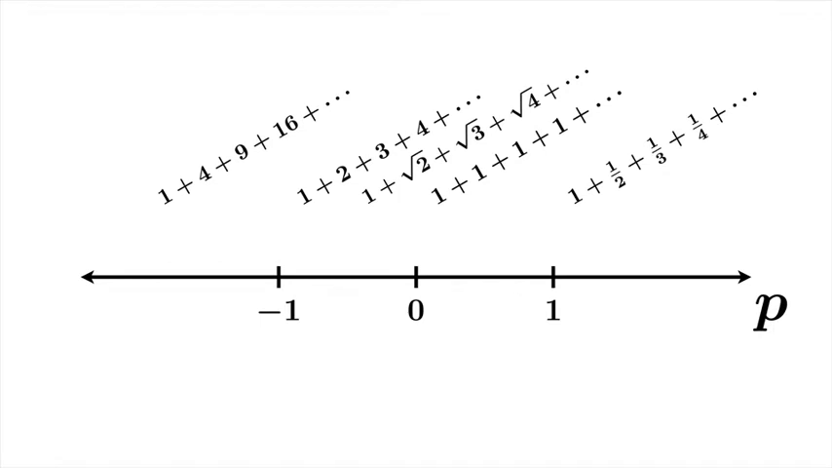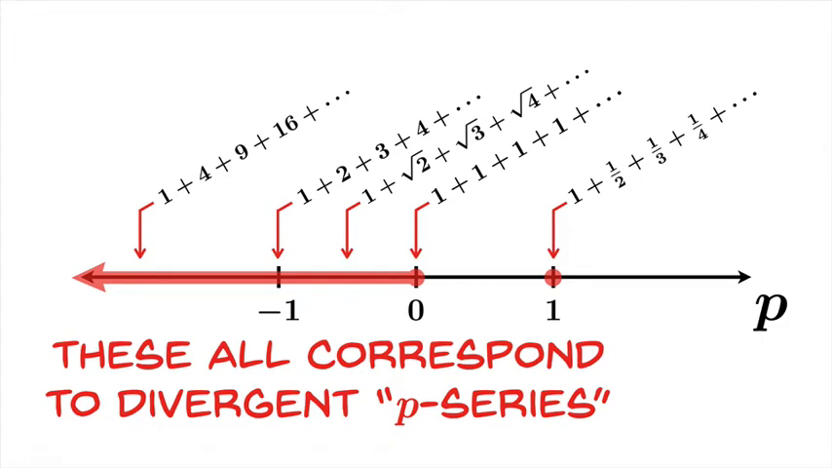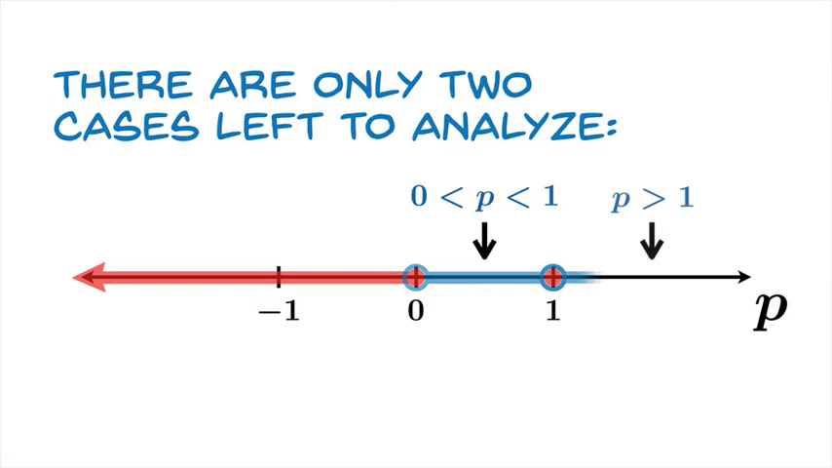And so let's draw a picture, sort of a p-axis, and just realize that each point on this axis represents a series. So when p equals 1, you get the harmonic series, and so on. So this is a nice graphical way to capture a whole collection of series. And just remember that each point on the number line represents a series. And we already know that for all p less than or equal to 0, you're going to get a divergent series, and similarly when p equals 1. And so there are only two cases left to analyze. There's this interval between 0 and 1, and then the open interval from 1 to infinity. So the question is, what happens to the p-series for these choices of p?